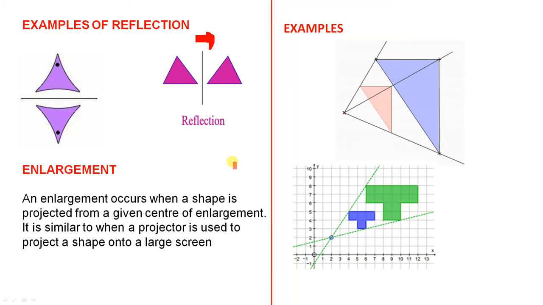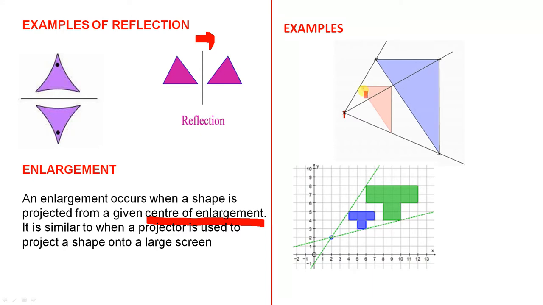Enlargement. An enlargement occurs when a shape is projected from a given center of enlargement. It is similar to when a projector is used to project a shape onto a screen. Now here's a very good example. So here is the center of enlargement, right? That's what we talked about here. Now this triangle here is the original triangle.